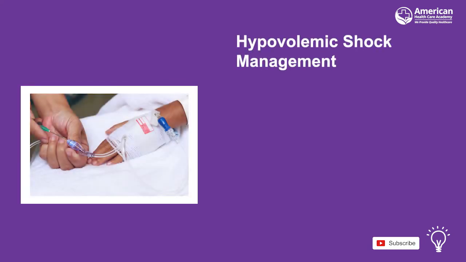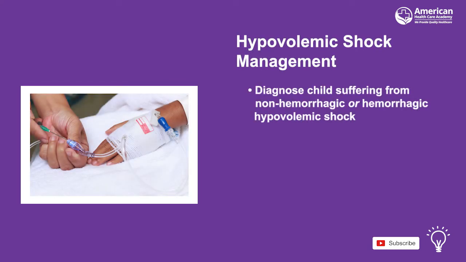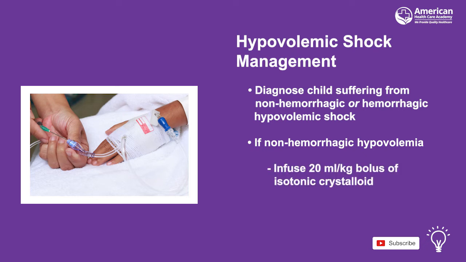To properly manage hypovolemic shock, first diagnose if the child is suffering from non-hemorrhagic or hemorrhagic hypovolemic shock. If they show signs of non-hemorrhagic hypovolemia, the key to treating this form of shock is the infusion and retention of fluids. Administering fluids properly and quickly is an essential treatment for the best possible outcome and leads to a faster recovery. To treat a child in non-hemorrhagic hypovolemic shock, an infusion of 20 mL per kilogram bolus of isotonic crystalloid is effective, with up to 3 boluses administered if the patient does not improve.